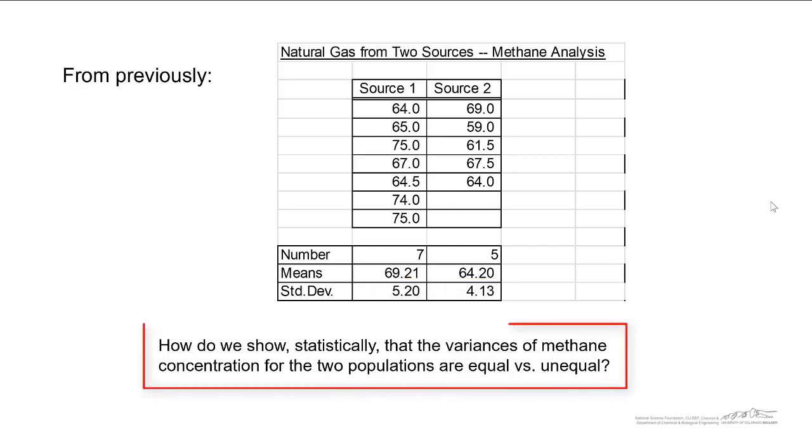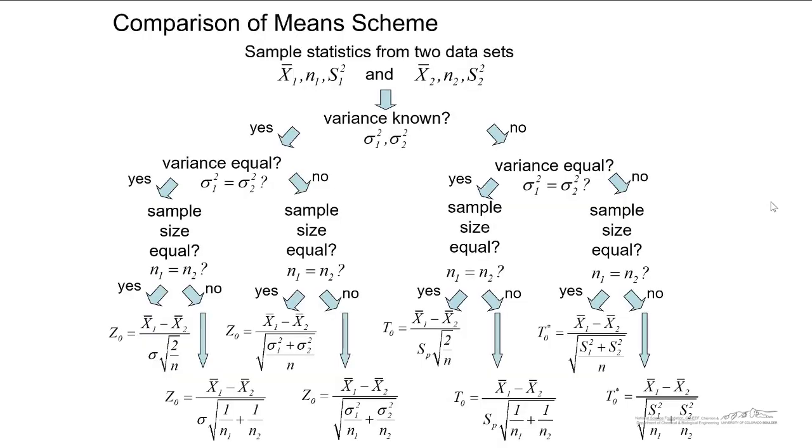But now you're going to learn how you can show statistically that the variances of the methane concentration are equal or unequal. Again, recall that we had to make the assumption that the variances were equal or not equal, and that guided us to which test statistics to use in the comparison of means scheme. In order to compare variances of two populations, we use the F distribution.